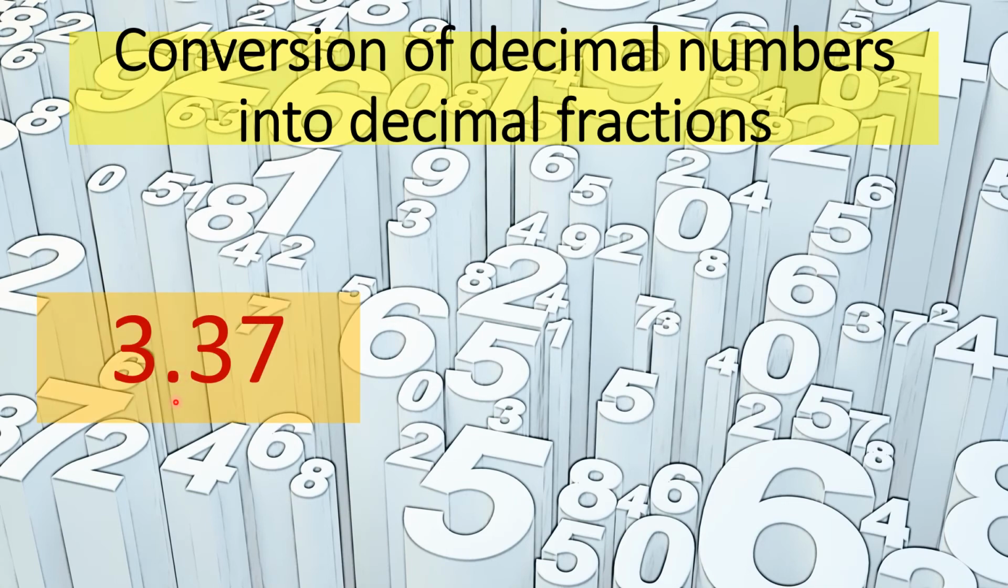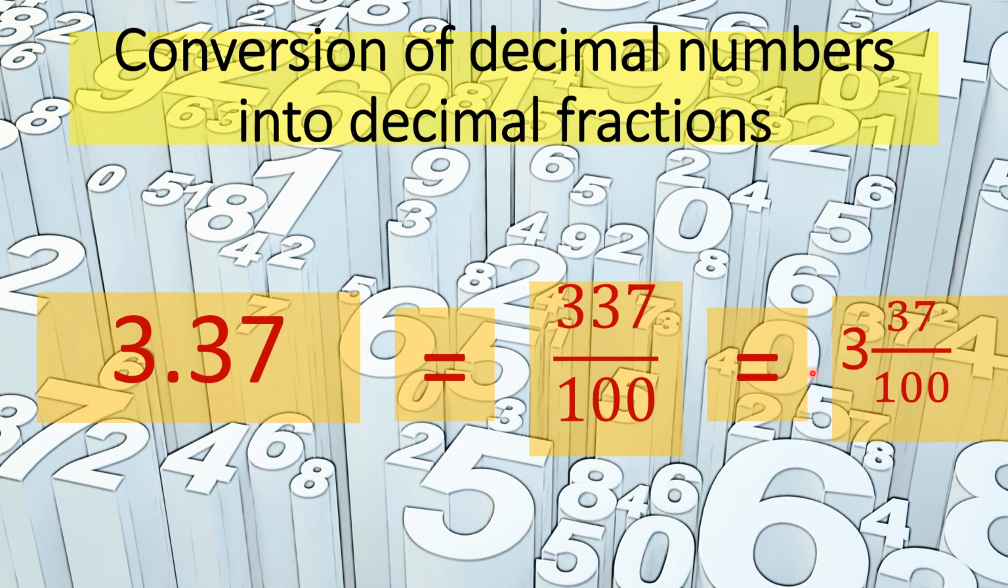In this question, 3.37. Just count number of digit in decimal part, 1 and 2. Two digits in decimal part. It means when we will remove the decimal, then denominator will be 100, which has two zeros. So your decimal fraction is 337 by 100. But remember, it is an improper fraction also. So we can convert it into mixed number too. So just divide 337 by 100. What you will get in form of mixed fraction? 3 and 37 by 100.